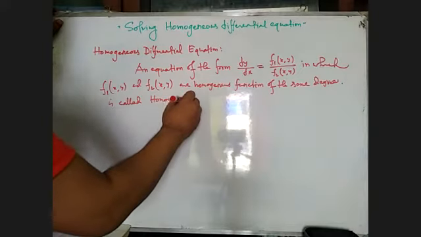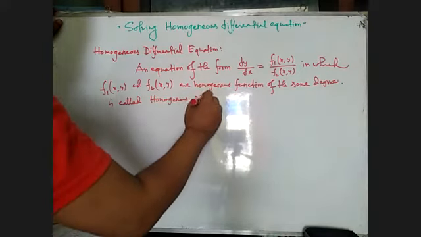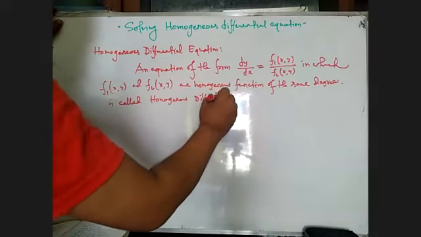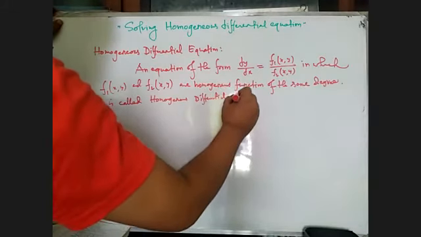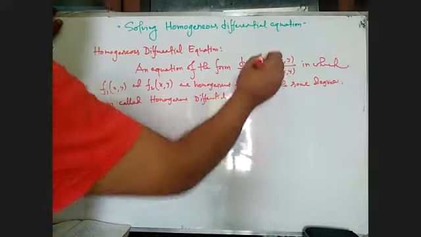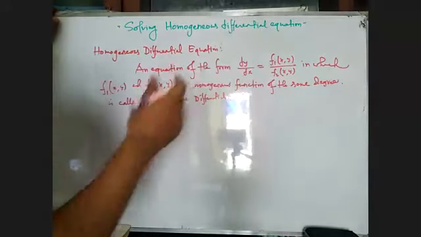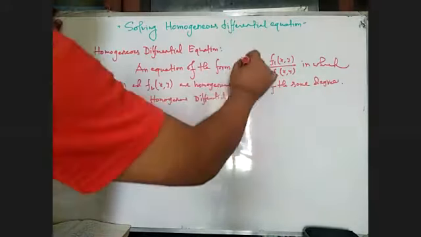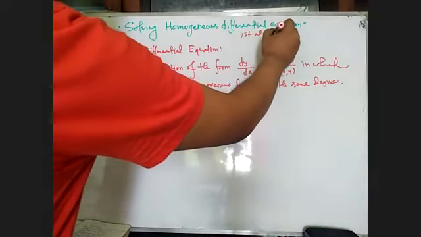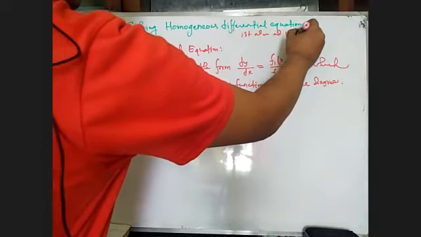Homogeneous differential equation of first order and first degree, because there is only a single derivative and the highest power is 1. This is why it is first order and first degree. Remember it, first order and first degree.